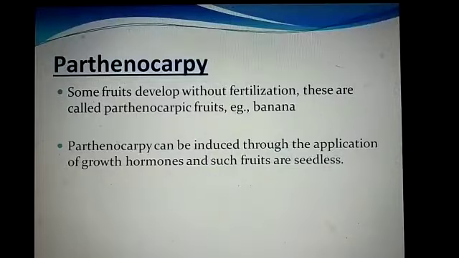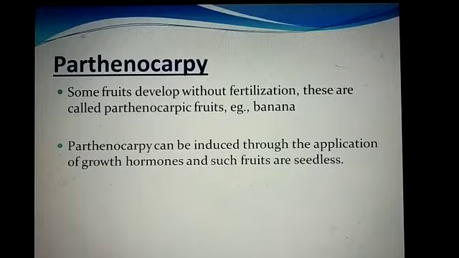Then parthenocarpy. Students, parthenocarpy is a process in which fruit is formed without fertilization. Some fruit develop without fertilization, and this is very important. Parthenocarpy is a process in which fruit develops without fertilization, and these are called parthenocarpic fruit. The example is banana.